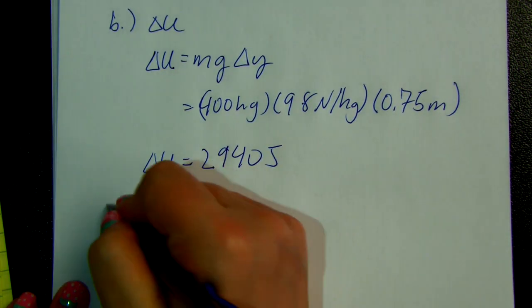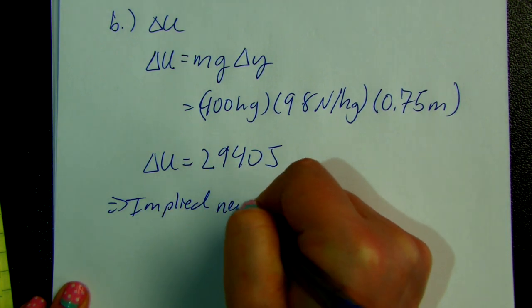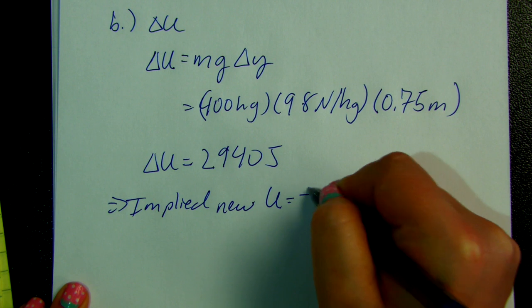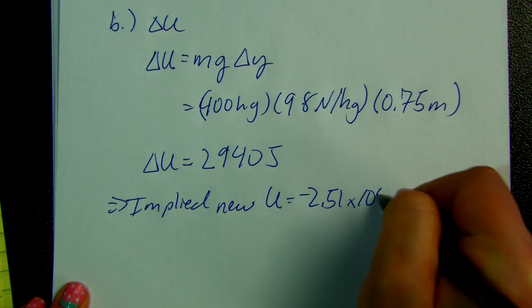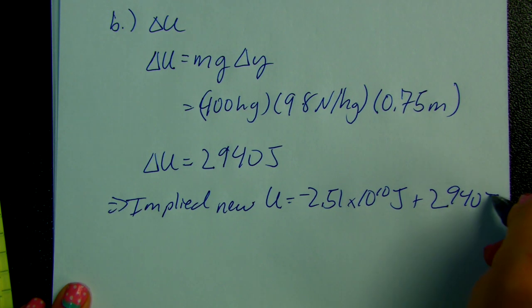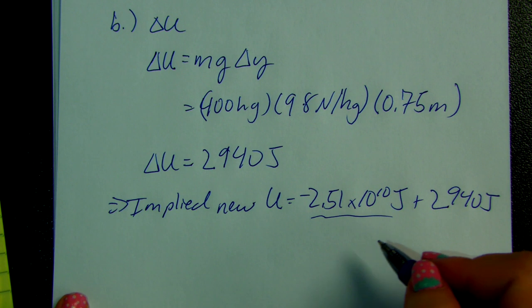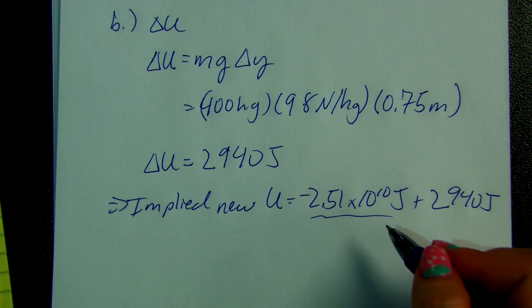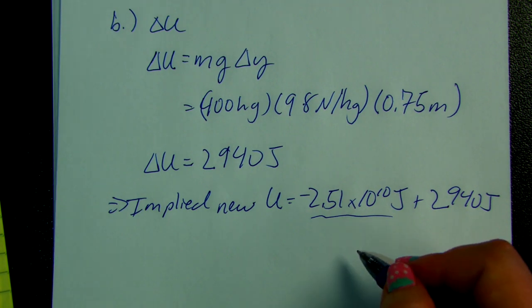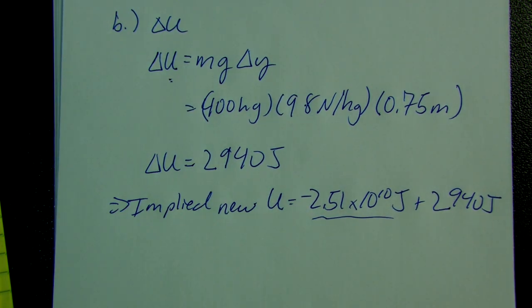And the implied new potential would be minus 2.51 times 10 to the 10 joules plus 2,940 joules. So really, the bulk of your potential at any given moment from the Earth is more dictated by how far away you are from the center of the Earth, which is why Earth problems tend to focus on change in potential instead of calculating the potential in that moment.